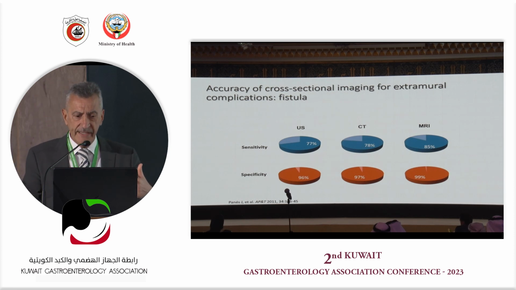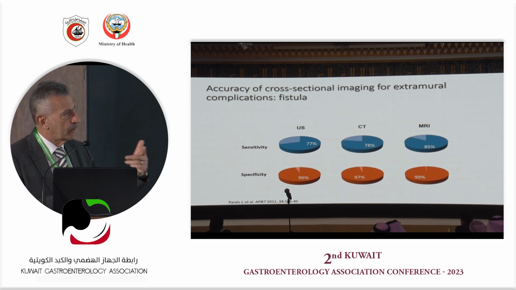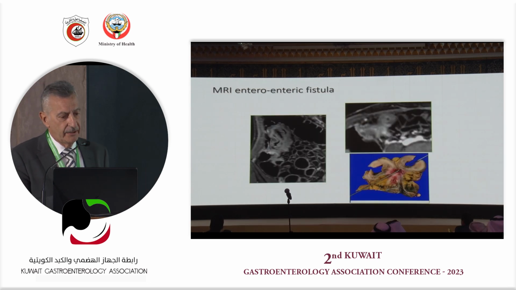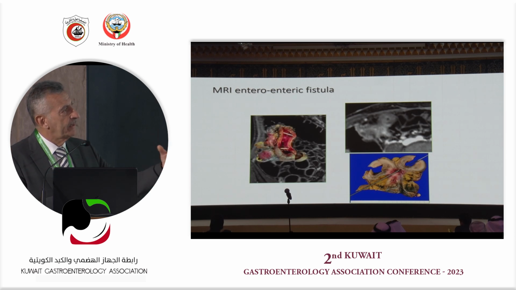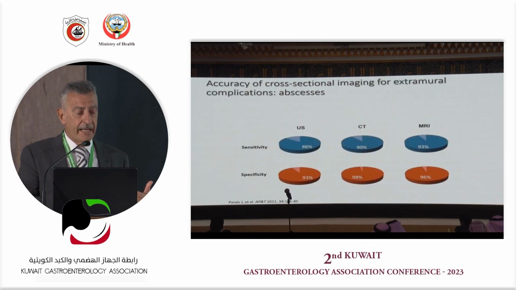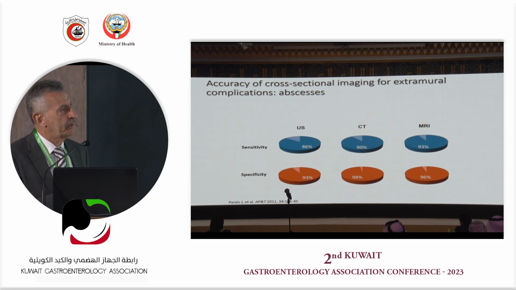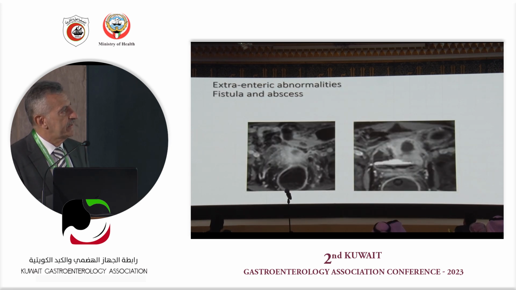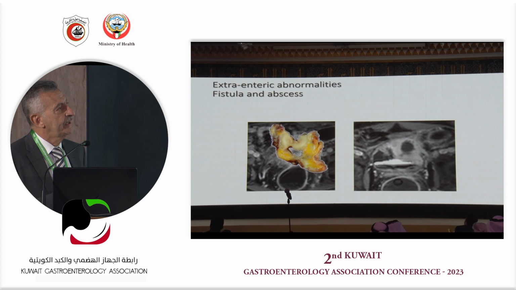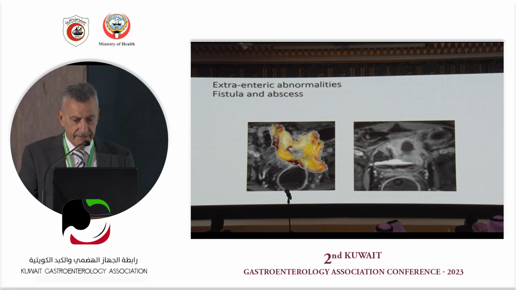So accuracy across complications: looking at fistula, you see probably a bit more with MRI, but not a great difference in terms of specificity. If you look at the images, the comparison with the anatomical relevance of the presence of an enteric fistula in this case is very nice. If you look at abscess, once again probably a bit more with MRI, but there is not a significant difference, and ultrasound is not too bad. And this is another example of fistula and abscess. Once again, you can see the very nice correspondence to the anatomic evaluation.